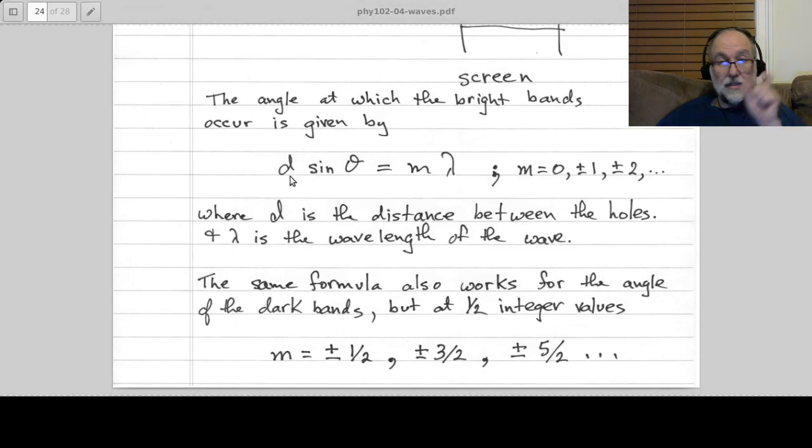The formula is d, the distance between the two slits, sine theta, the angle that you're off from center, is equal to m, which is that integer, times lambda, the wavelength of the light. And m for the bright bands is going to be 0, 1, 2, and it can be positive or negative, depending on which side of center you want to be. That's all the plus and minus means. So if m is 0 or an integer, then this is for the bright bands. Same formula, but now put in a half or 3 halves or 5 halves, the half integers, and you're going to get the dark bands.